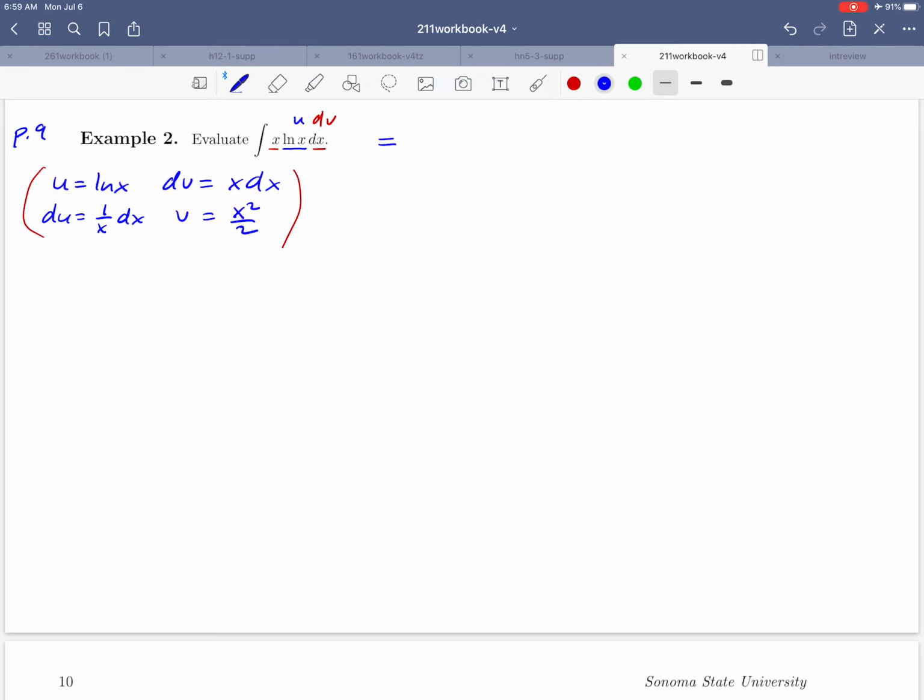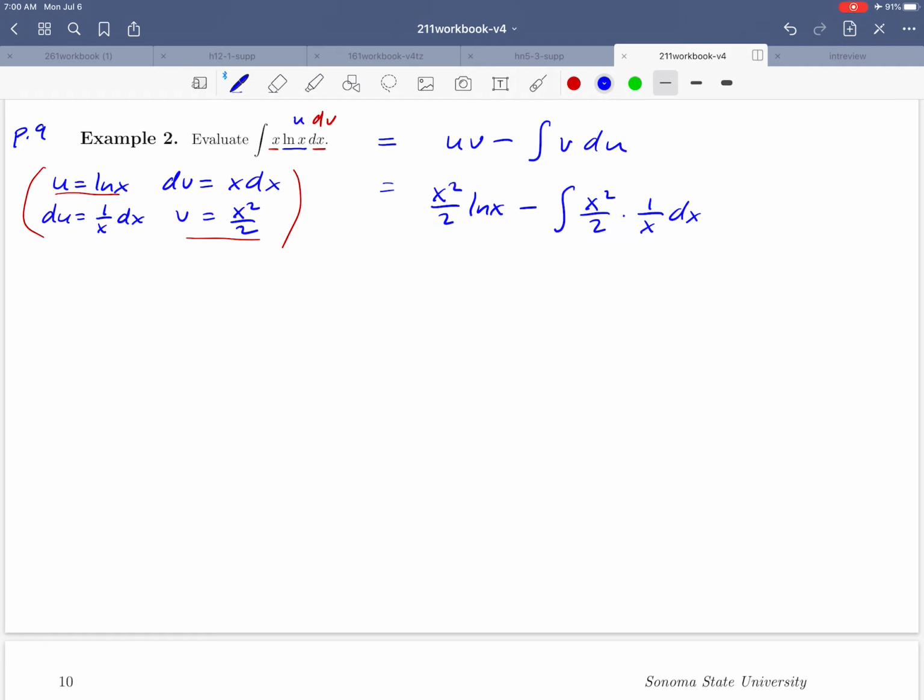So our integration by parts formula tells us that when we integrate u dv, we get uv minus the integral of v du. Fill in the pieces there, and let's see. u and v are ln of x and x squared over 2. It doesn't really matter what order we write them in because we're multiplying. And the integral looks like the integral of v, which is x squared over 2, times du, which we can see from our work as 1 over x dx.